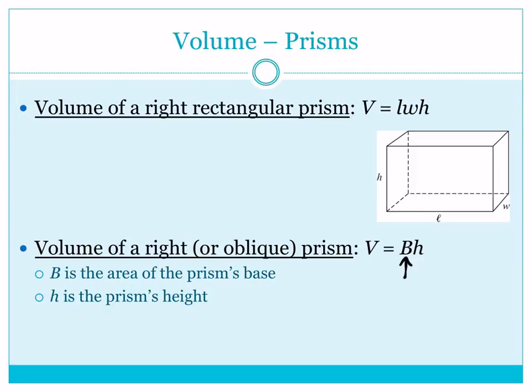If you've got a triangle on the bottom, great. Find the area of the triangle, multiply by the height. So it works for any base itself. And then the h is the height of the prism. Now notice it is the actual height. So if the object is an oblique one and it's slanted, you need the altitude height, right? Not the slant height. We're not talking about slant height here.